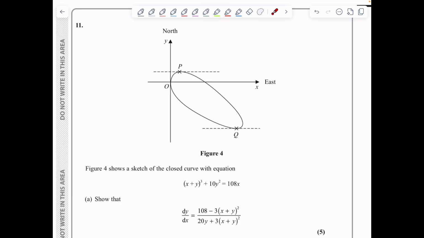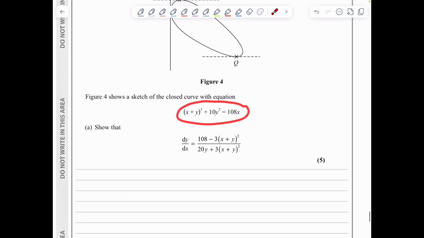In question 11, we've got a sketch of the closed curve with this equation, and we need to obtain an expression for dy/dx. Now this is a question on implicit differentiation, so we differentiate from left to right. We apply all rules of differentiation as usual. If we happen to be differentiating a term in y, we put a dy/dx term.